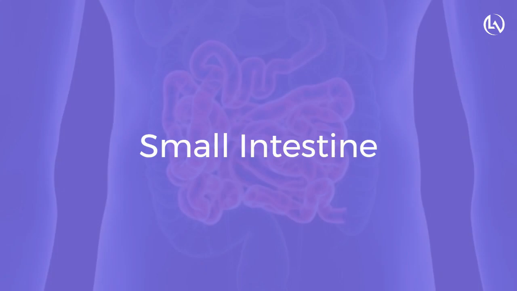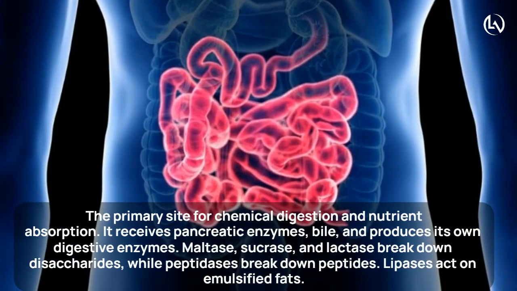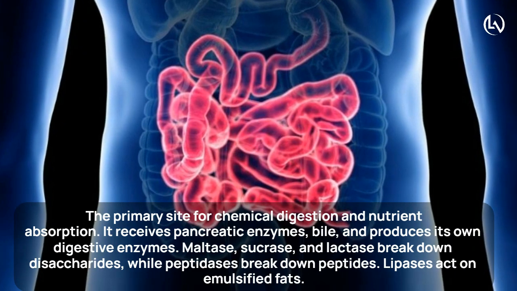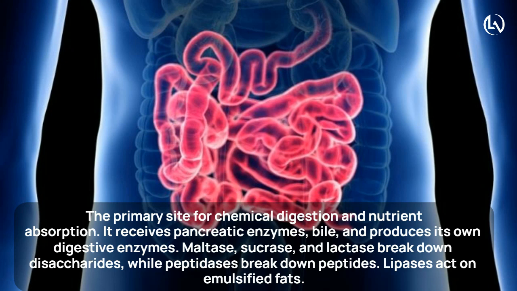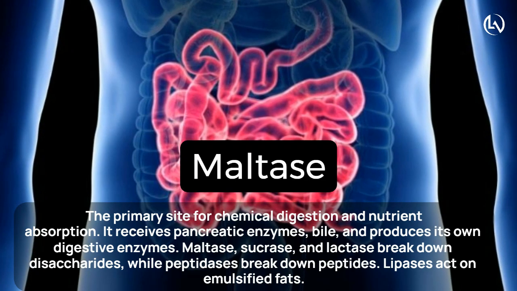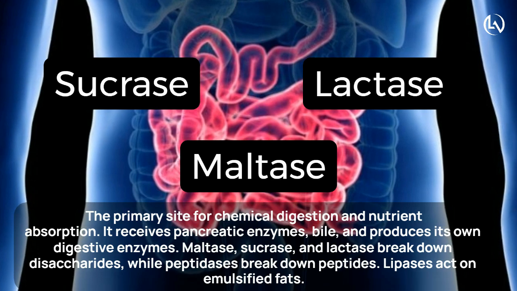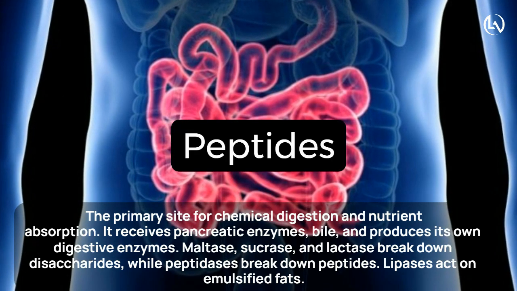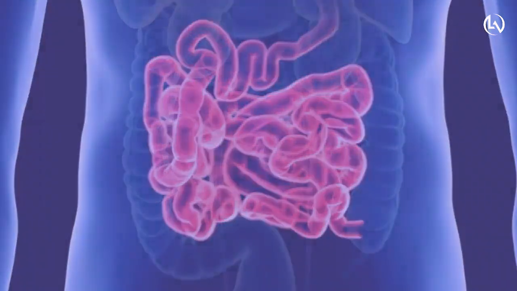Small intestine. The primary site for chemical digestion and nutrient absorption. It receives pancreatic enzymes, bile, and produces its own digestive enzymes. Maltase, sucrase, and lactase break down disaccharides, while peptidases break down peptides. Lipases act on emulsified fats.